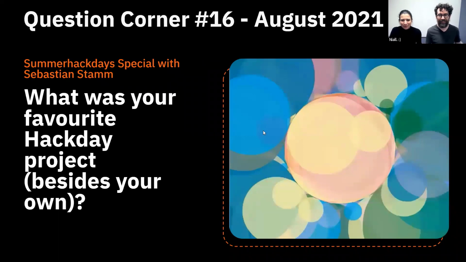Because we passed this, and now I know that I'm talking about the August one, because that again was a special question corner. We had it inside Camunda Hackdays, and we had a special guest, Sebastian Stamm, and we talked about the different projects that were built during those Hackdays. And this is a picture of the project that I did. I was paired up with Adam, and we did something about generative art. And I remember that, Niall, you had something with Optimize and Robot Framework. That's an open source RPA tool.